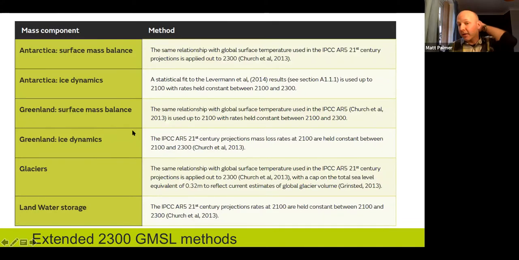Okay, so this details the individual components. I think it's fair to say that in most instances, essentially what happens for the 2300 projections is we are holding the 2100 rates constant between 2100 and 2300. And the surface mass balance uses the same relationships which we used under AR5 for Antarctica and the glaciers. So the land water storage, again, these are all very simple approaches, but we deemed them reasonable as a first go at coming up with some projections on these time horizons.